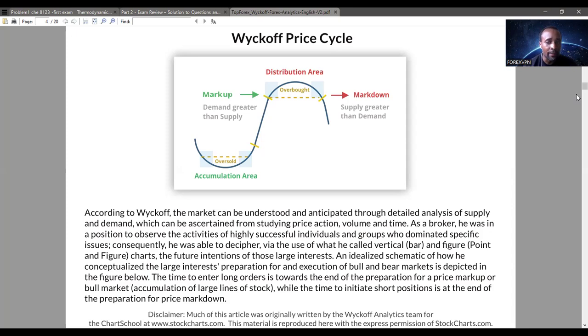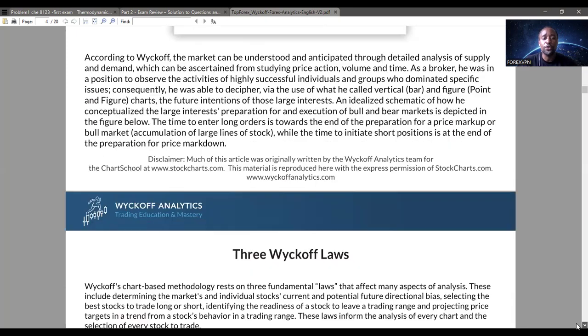So as a broker, Wyckoff was in a position to observe the activities of highly successful individuals and groups who dominated specific issues. Consequently, he was able to identify how they trade. So that is what we want to teach you today, to see how successful traders, successful groups of companies, institutional traders trade and bring out the best from the market. So please come with me as we go through this material.